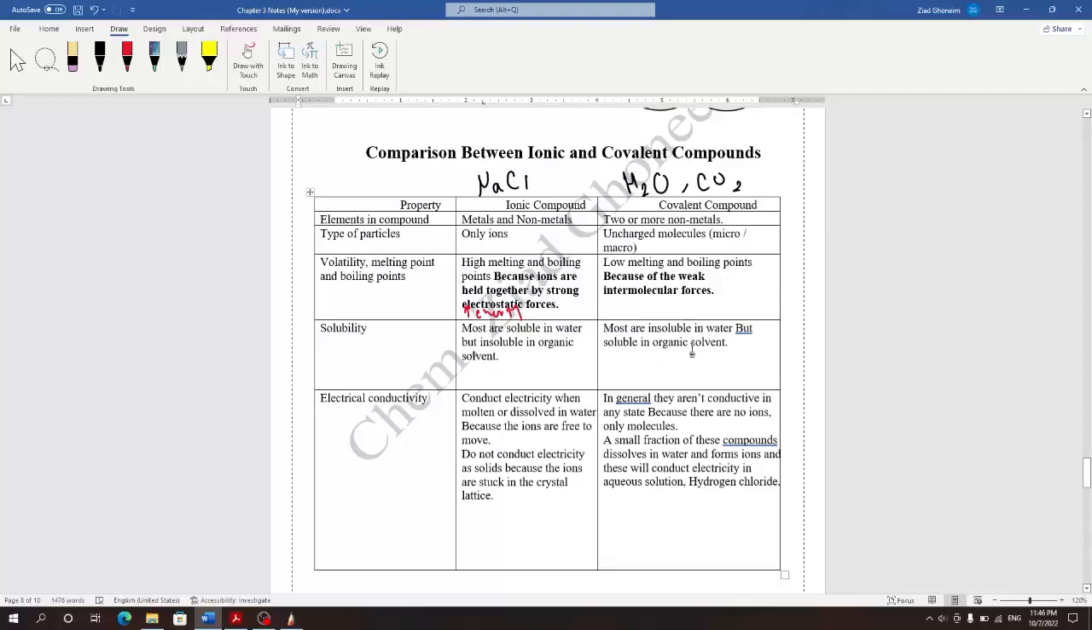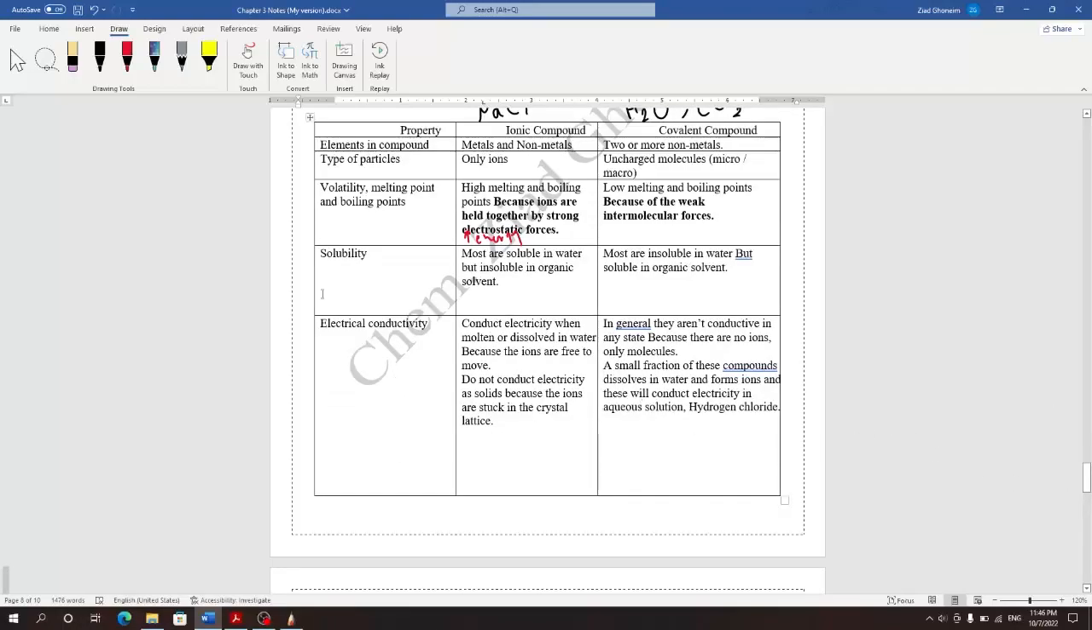Covalent compounds are insoluble in water, but soluble in organic solvents. Okay? Electrical conductivity. When we speak of electrical conductivity, we are talking about one of two things: either freely moving ions or freely moving electrons. Okay? If we have either of these, the substance we have will be conductive to electricity. Ionic compounds conduct electricity when molten or dissolved in water. Why? Because the ions are free to move. They do not conduct electricity as solids. Why? Because the ions are stuck in a crystal lattice.